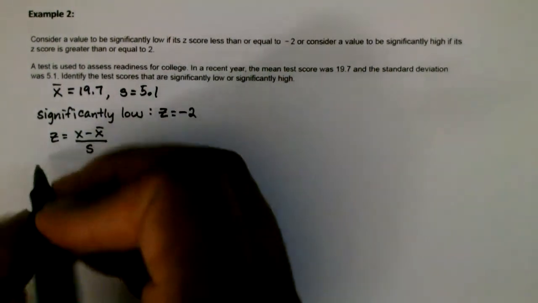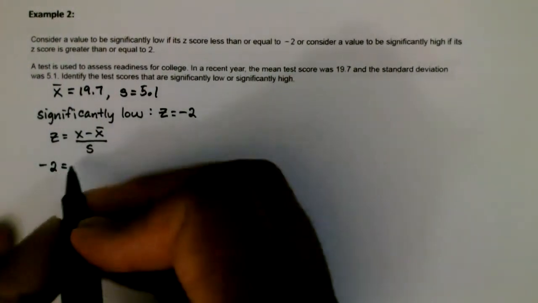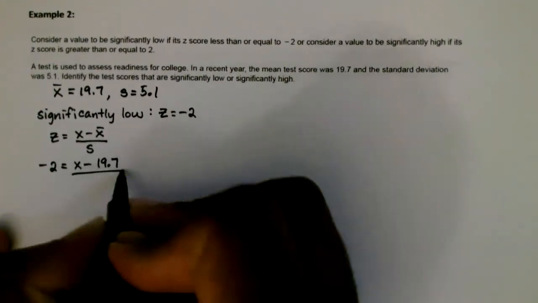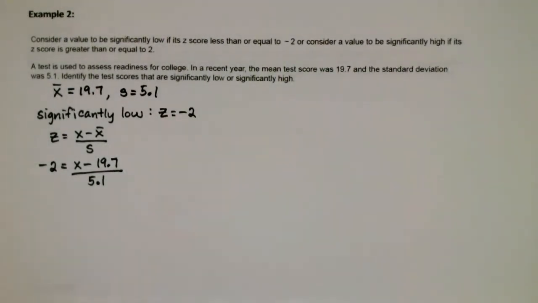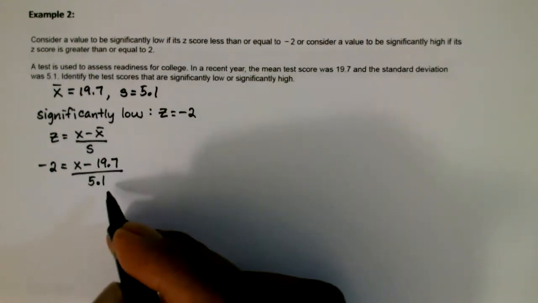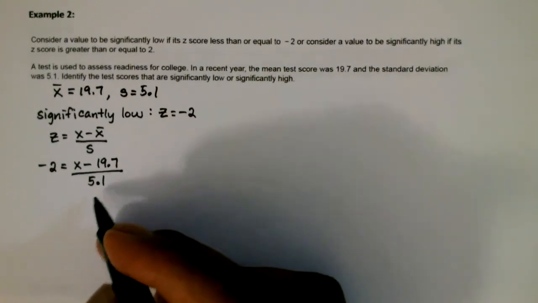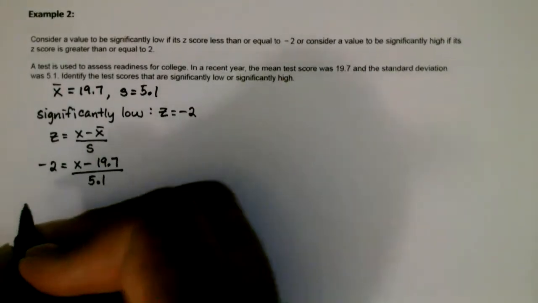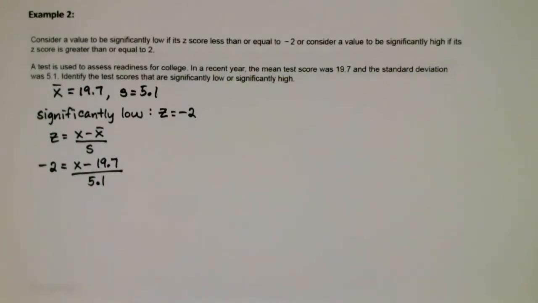Okay, so your z in this case is -2. That's equal to x minus x bar, that's 19.7, divided by 5.1. So here we have an algebra problem that we're going to have to solve for x. Well, x minus 19.7 is divided by 5.1. So the opposite of dividing will have to be to multiply. So what I'm going to do here is multiply both sides by 5.1.